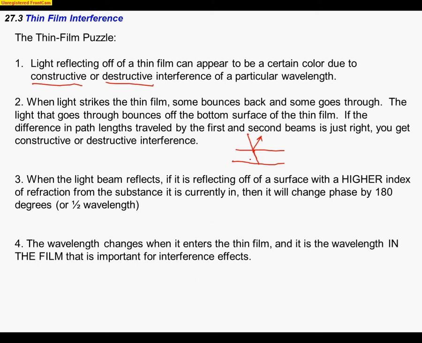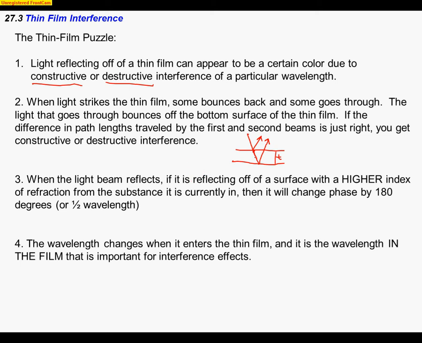Same idea here. So then the light gets to the bottom of the thin film and it bounces off of there. And so what you get are 2 different light beams that came from the same source, but this one traveled an extra distance, and we approximate that extra distance as 2 times the thickness of the material. So if we're close to hitting the light perpendicular, then each one of these sides is approximately equal to the thickness of the film.